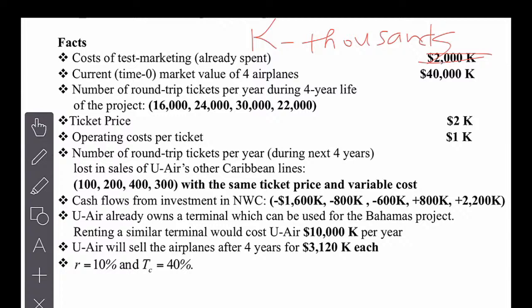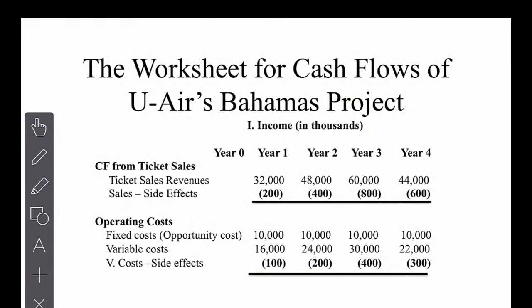And then that is the discount rate and that is the tax rate. Okay, so this all should look familiar because we saw this once before. You might want to read the case again. This is a tabulation of part one.